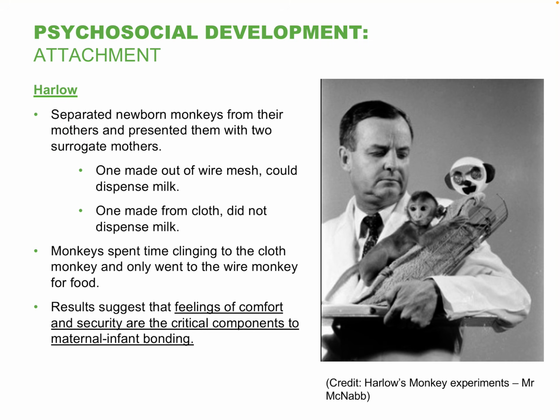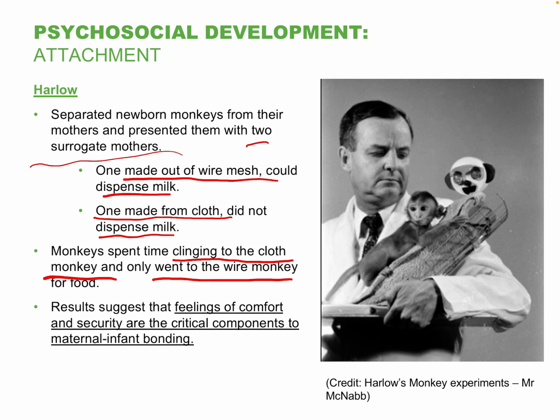They found that these newborn monkeys, which may be an unethical thing to do, separated from their mothers, were presented with two surrogate mothers. One made out of wire mesh could actually dispense milk, and one made out of cloth did not dispense milk. They spent time in different groups. What's interesting was the monkeys actually spent time clinging to the cloth monkey for comfort, but went to the wire monkey for food.